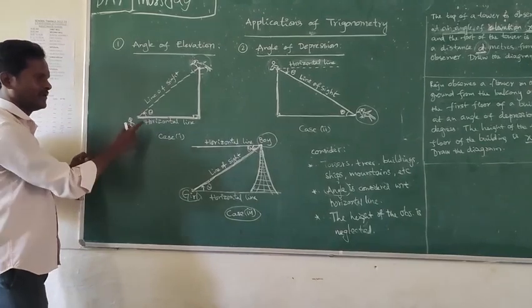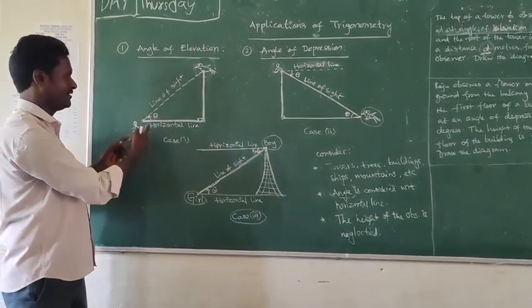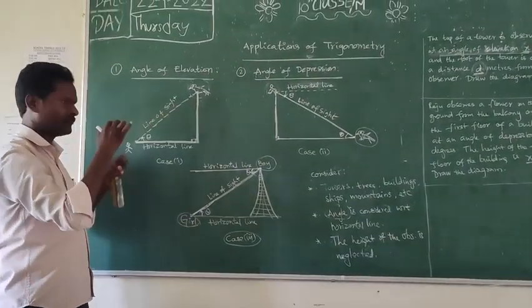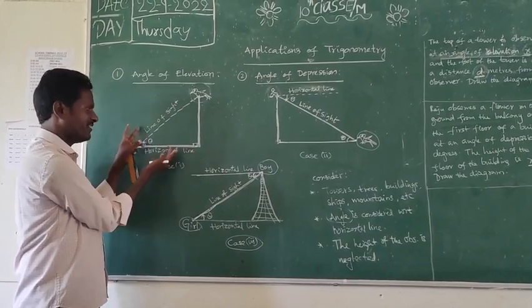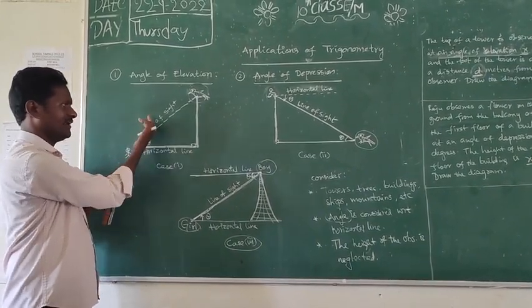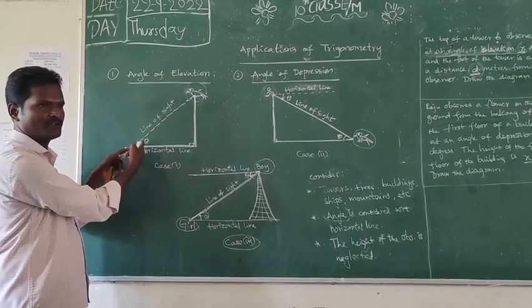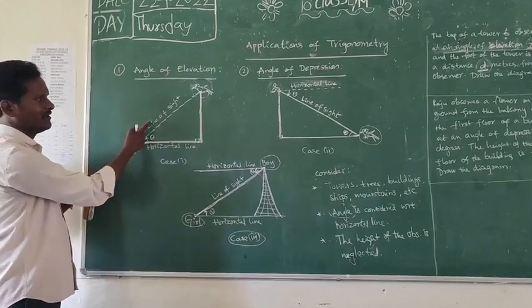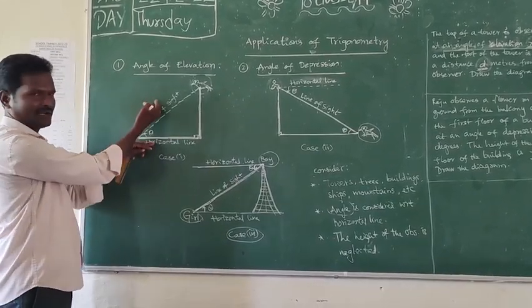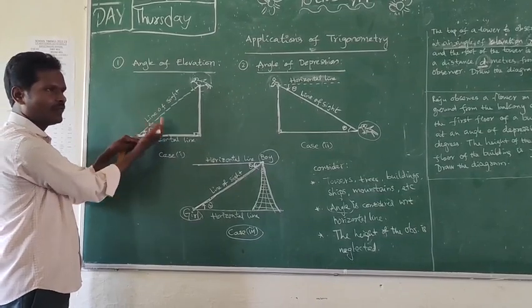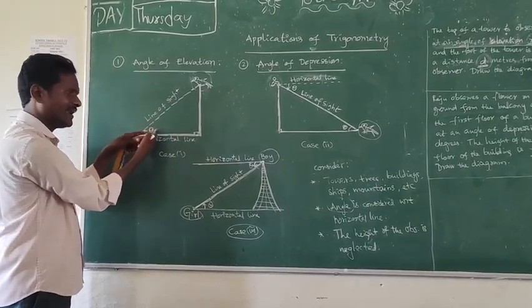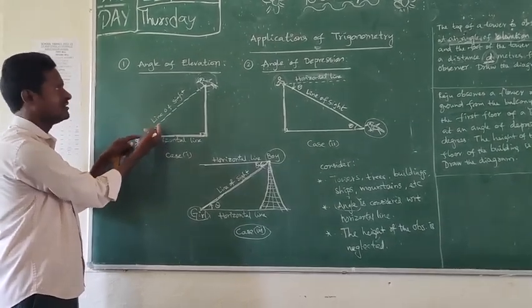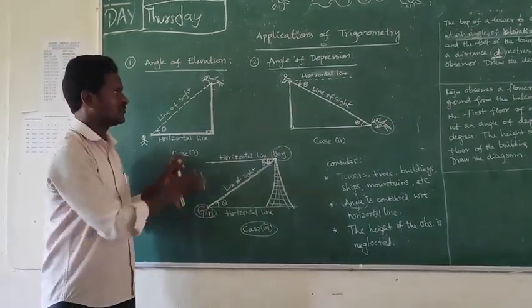And the next thing is horizontal line. So what is horizontal line? If we draw a line through his eye level, we form a horizontal line. Between these two lines, horizontal line and line of sight, we form an angle. So this angle is called angle of elevation. Here the main thing is line of sight is above the horizontal line. So when the line of sight is above the horizontal line, the angle formed between these two lines, line of sight and the horizontal line, is called angle of elevation. So this is the first thing.